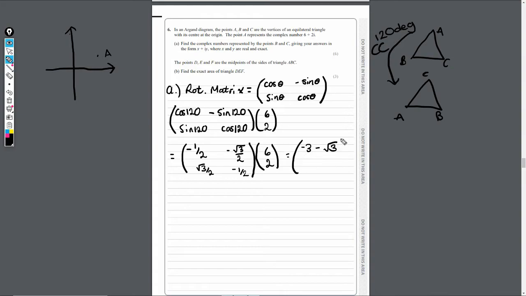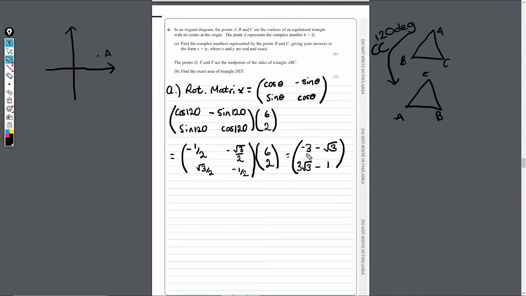Okay, hopefully this is nice and easy. Again, now doing the bottom row times this column. So root 3 over 2 times 6, so I'm going to get 3 root 3. And then finally, if I do minus a half times 2, I'm going to get minus 1. So that's what I get left with.